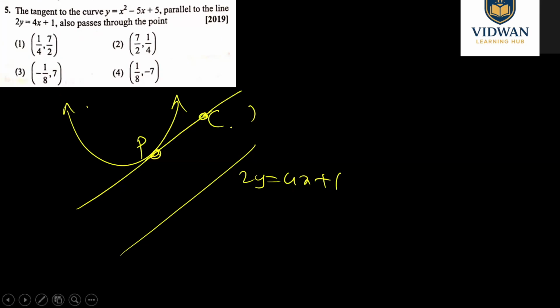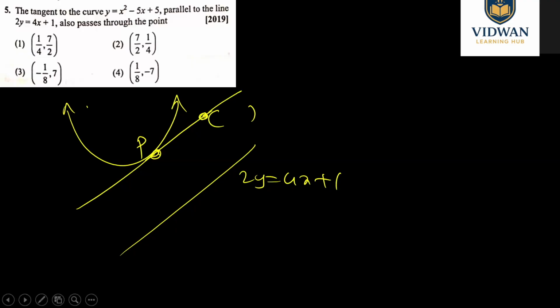Yeah, now try this. The tangent to the curve parallel to the given line 2y equal to 4x plus 1 also passes through the point. So you have a quadratic, so the graph is some upward parabola. And they are saying that the tangent to this parabola is parallel to some other line. The line is 2y equal to 4x plus 1. Maybe it's the tangent at P and that is parallel to this. This tangent also passes through some point. What is this point? So that's the question.